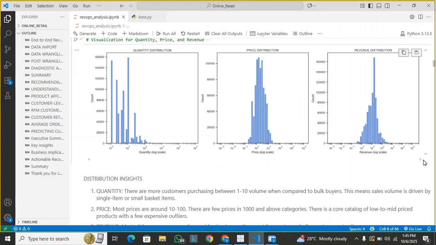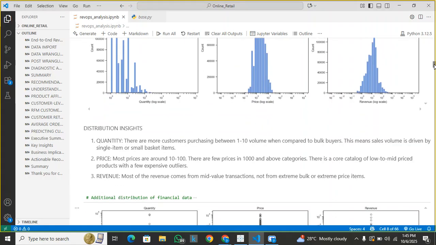Then for the revenue, most customers buy between, um, £1,000 and above. This simply shows that most revenue comes from mid value transactions and not from bulk or extreme items. These are extreme, and most transactions don't fall on the extreme.